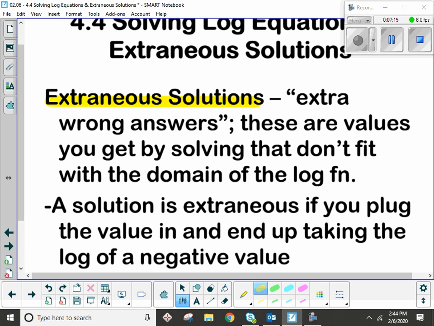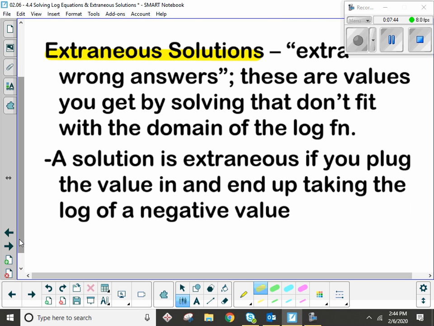For log equations, whatever you're taking the log of has to satisfy 2 things. What are those 2 things? You can't take log of what kind of numbers? Negative. You can't take log of negative. And what else? 0. Okay. So whatever numbers you get, you have to plug it back in and make sure those things are avoided. So a solution is extraneous if you plug the value in and end up taking the log of a negative value or 0. Okay. So we have to check for those things.